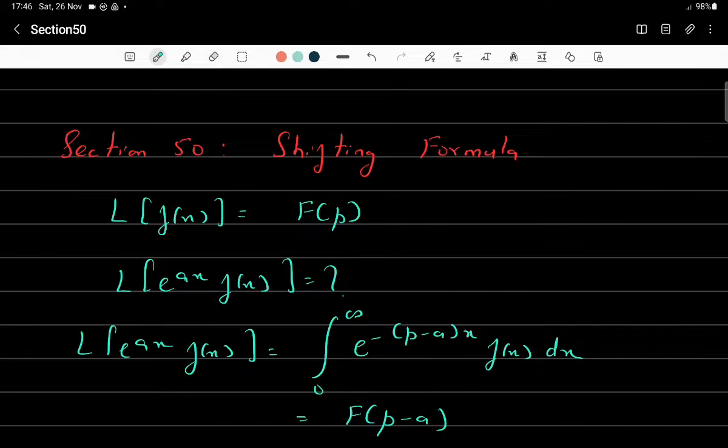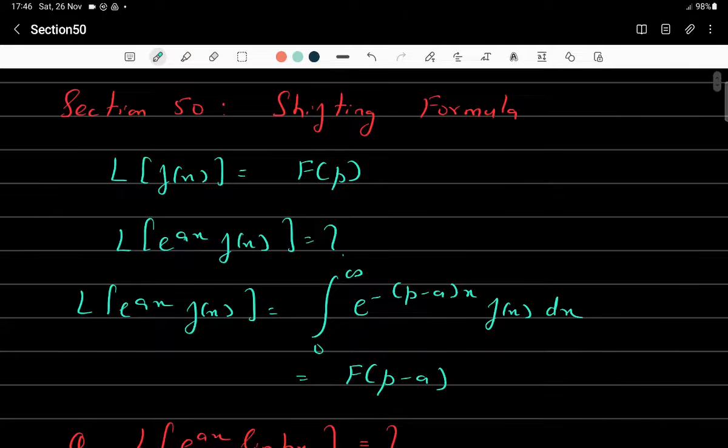So we know that L of f of x is denoted as f of p. Now if I have to compute L of e raised to the power ax f of x, and I use the definition, then it turns out to be the integral of e raised to the power minus (p minus a)x f of x dx. So instead of e raised to the power minus px, I have p minus a, which means it can be denoted as f of p minus a.